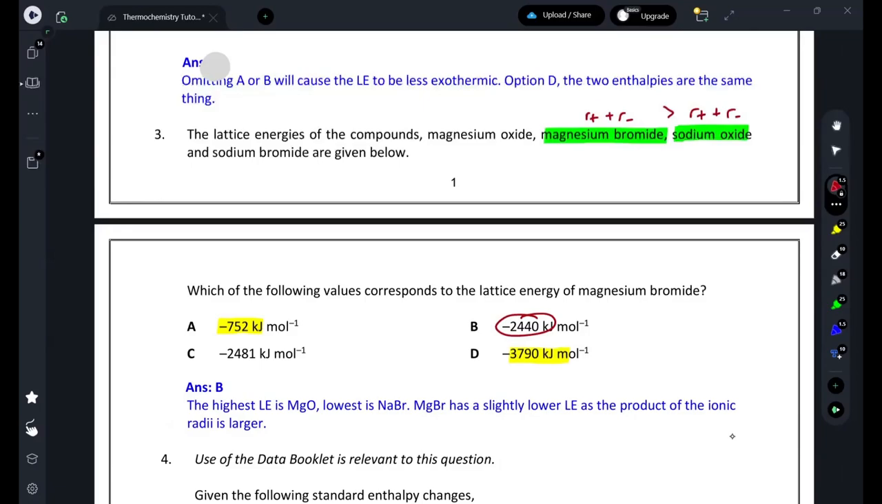Okay, so this question needs a little bit of data from the data booklet, and a little bit is you need to know the formula.